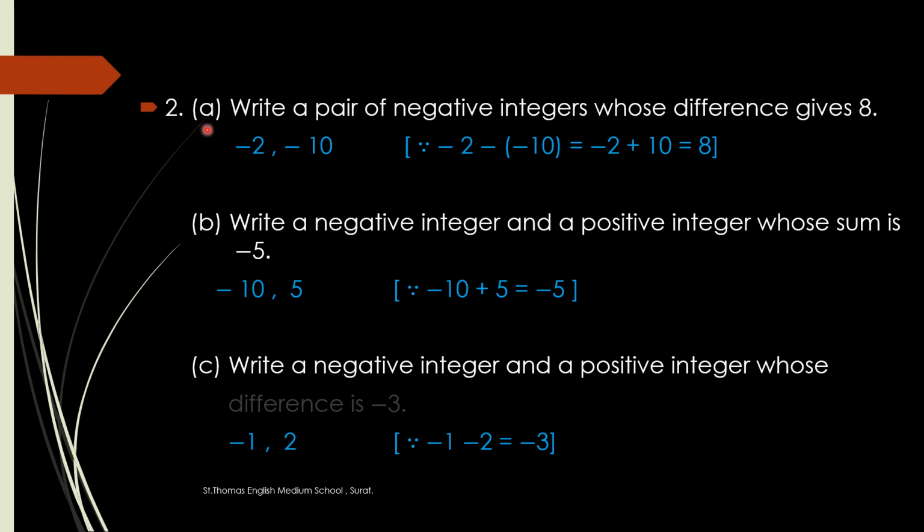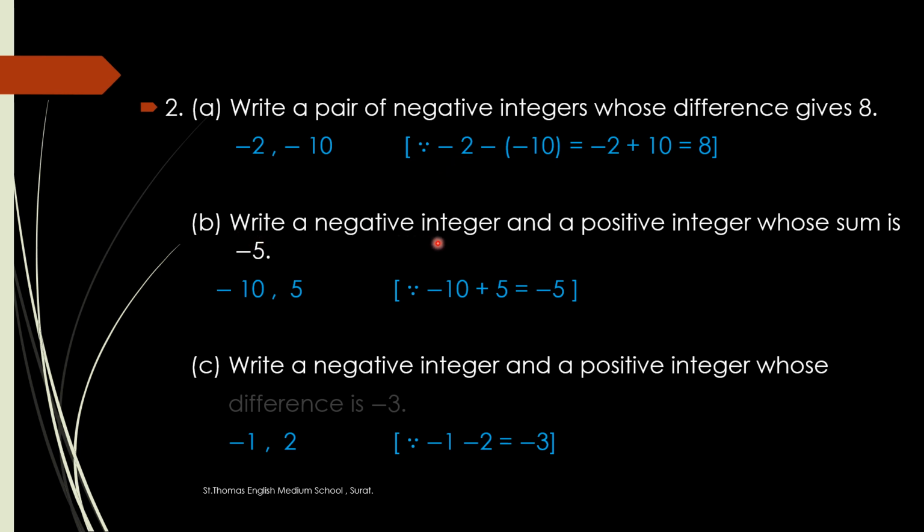Question number 2. First one. Write a pair of negative integers whose difference gives 8. So you have to find two negative integers, but their difference should be 8. Okay. So minus 2 and minus 10, because it is not addition. You have to find the difference. So minus 2 minus minus 10. So minus into minus is plus. So minus 2 plus 10. So 10 minus 2, answer is 8. Clear? Like this you can find lots of pairs. Any one answer you have to write in the maths notebook.